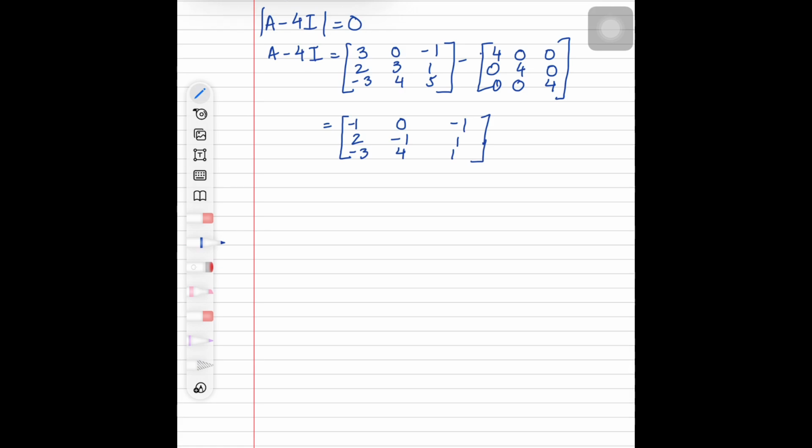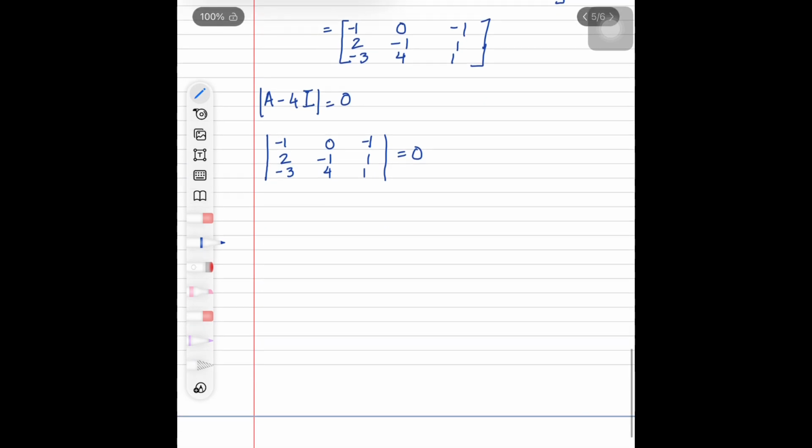And let's get back to our equation. This one right here. So the determinant of A minus 4I equals 0. And this would be, okay, so it's a 3 by 3 matrix and we're looking for a determinant.